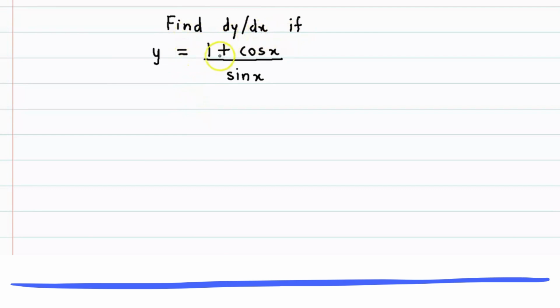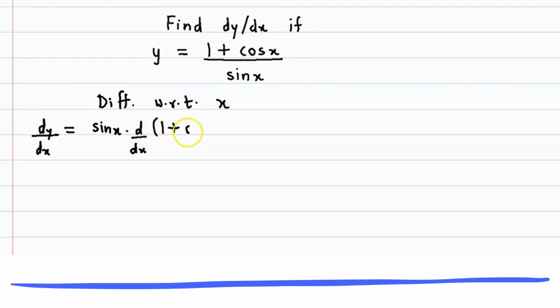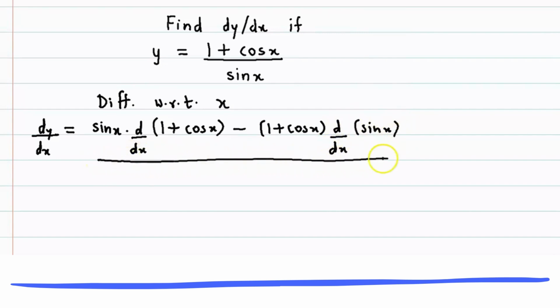Find dy by dx if y is equal to (1 plus cos x) upon sin x. Now we apply the quotient rule to obtain the derivative. So differentiating with respect to x, we have dy by dx is equal to, we begin with the denominator, that is sin x into derivative of (1 plus cos x) minus (1 plus cos x) into derivative of sin x, the whole thing divided by sin square x. So we have applied the quotient rule, and now we proceed further.